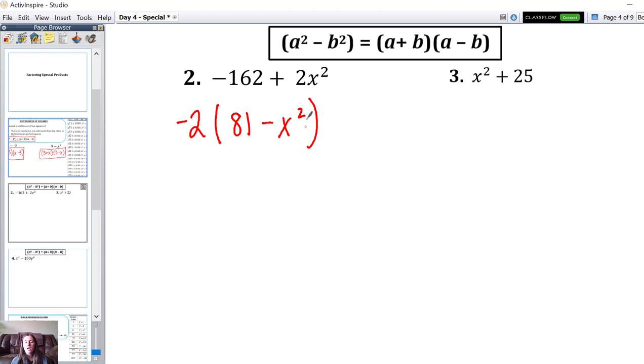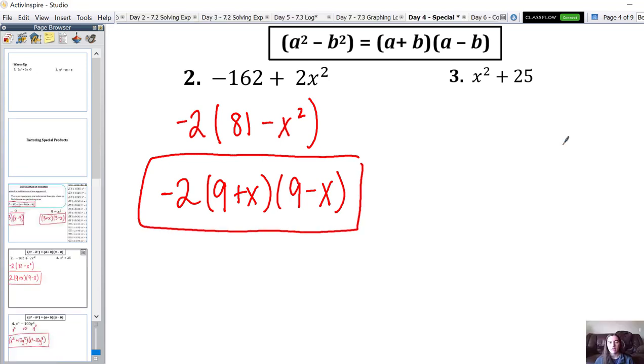Now this looks very much like the form that we want it to be in to use difference of squares. Keeping that negative 2 on the outside, the square root of 81 is 9, the square root of x squared is x, so I have 9 plus x, and 9 minus x.